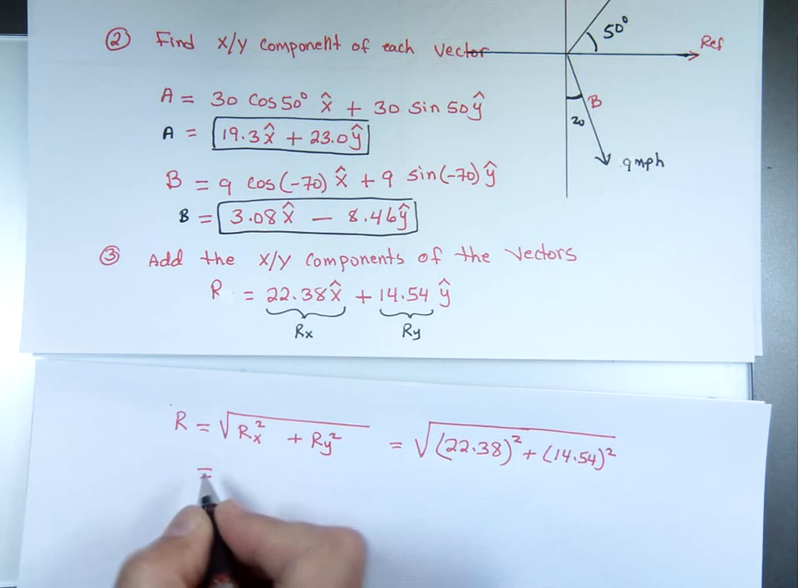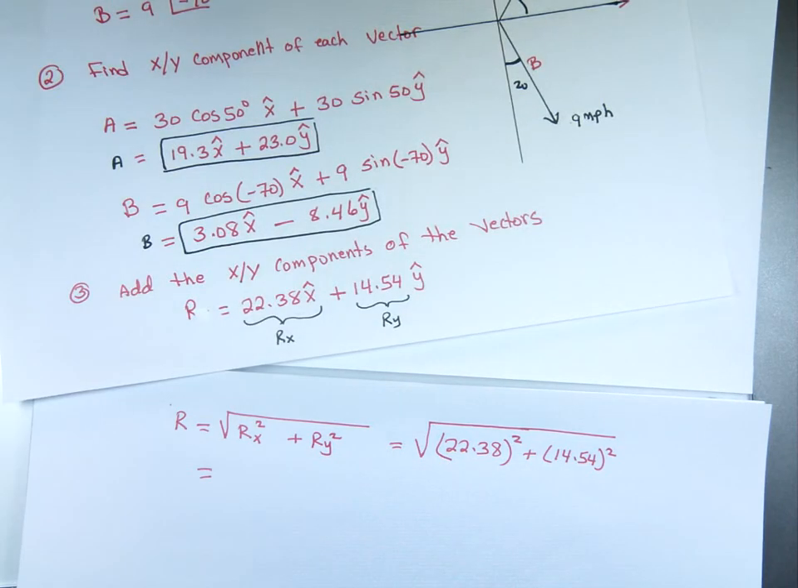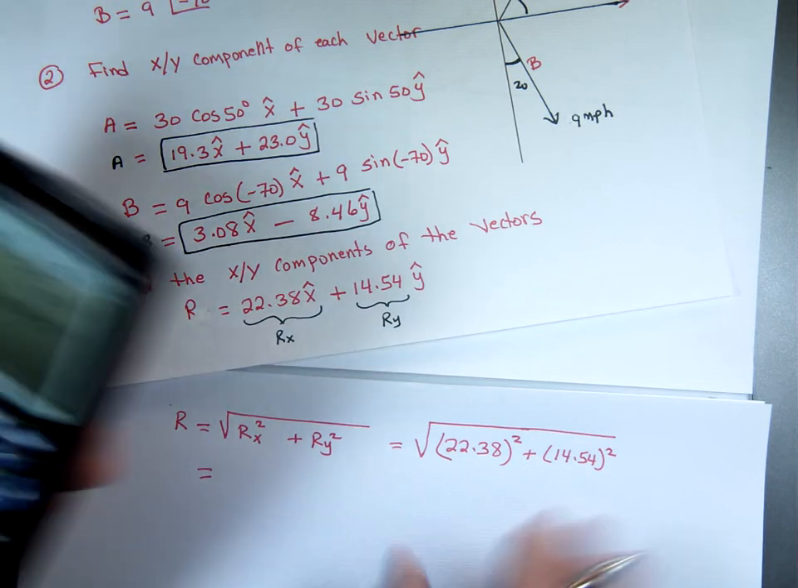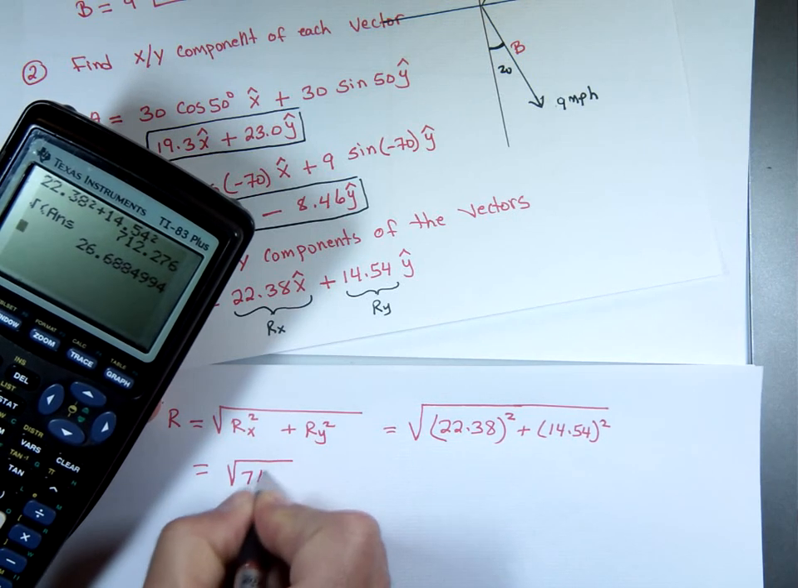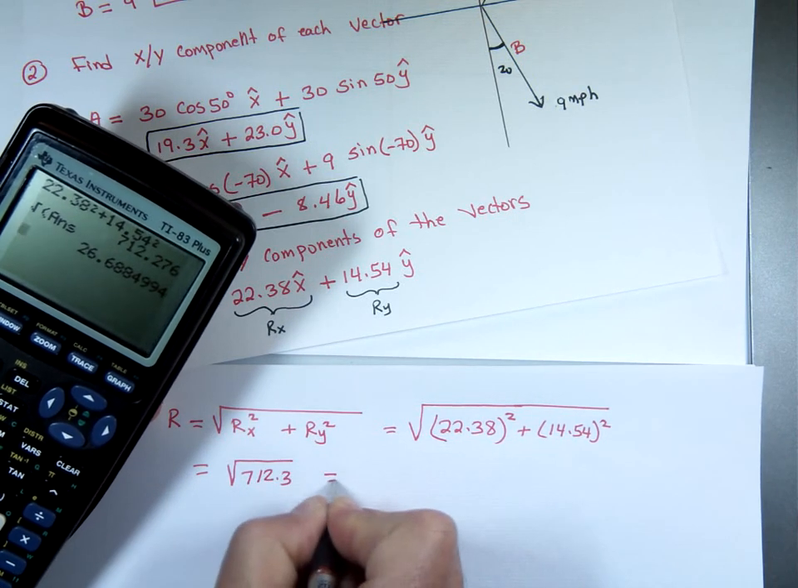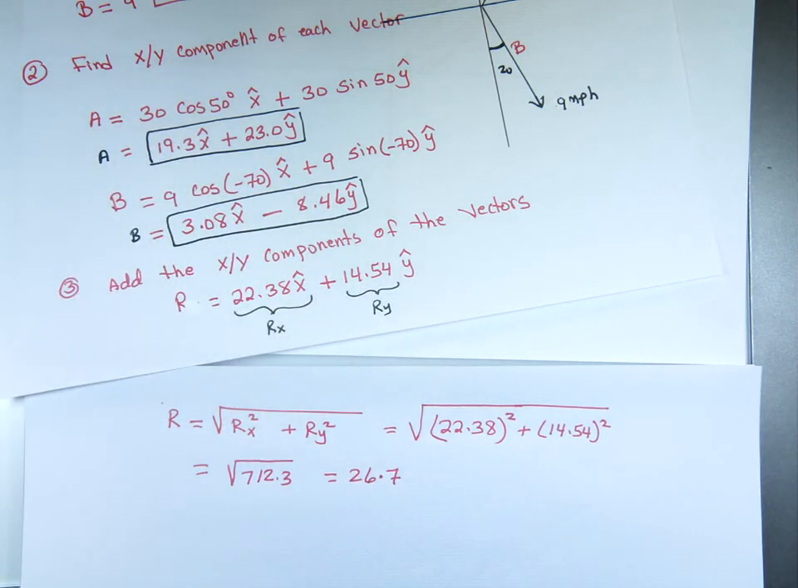Let's see if my answer is going to be close to what we said the answer was. I said 27 on mine. Let's see if it's 27. 22.38 squared plus 14.54 squared. Take the square root of that number. Ready? You'll be surprised. 712.3, and the answer is 26.7. Remember I said, is that 9? Is it 8.9, 8.8? I was just a hair off.